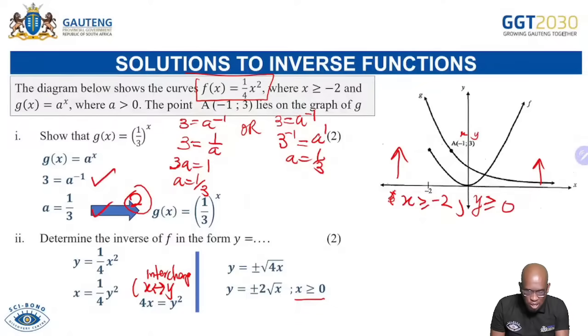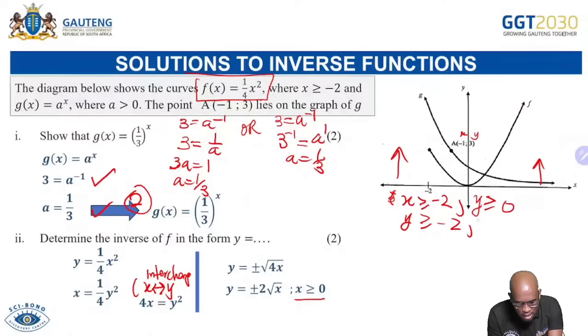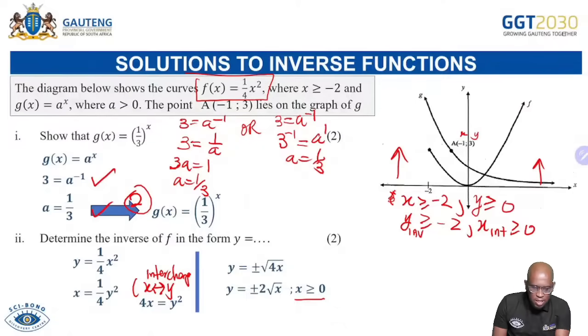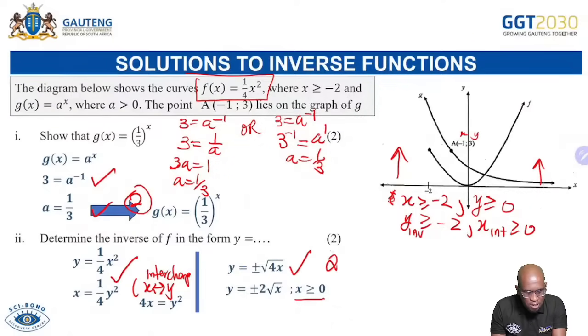So when you interchange x and y, this would be y is greater than or equal to negative 2, and for the inverse, x is greater than or equal to 0. That is where the range for the function now becomes the domain for the inverse. So it's 2 marks: interchanging x and y, and making y the subject, but you need to put the plus or minus there. Plus or minus is imperative there.